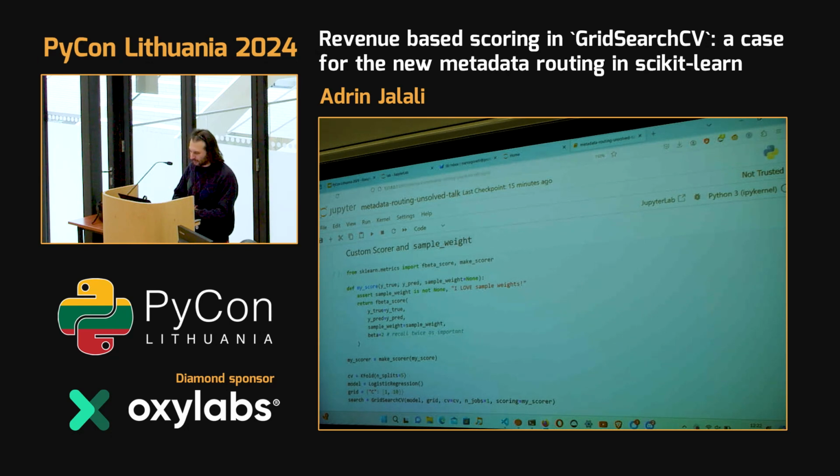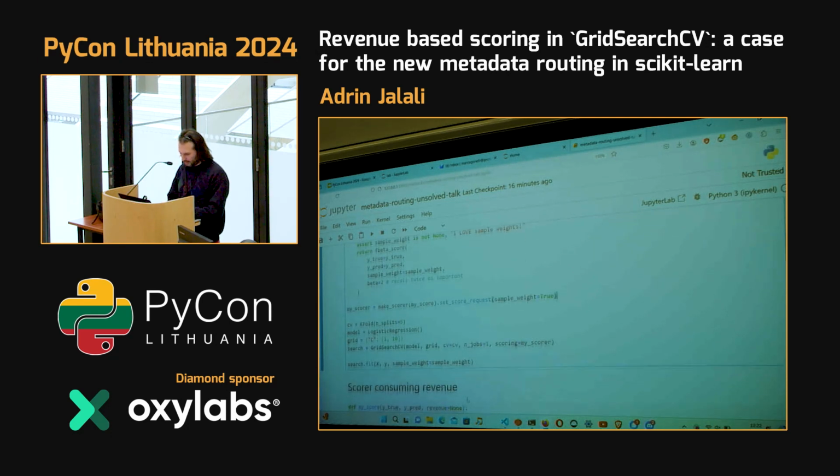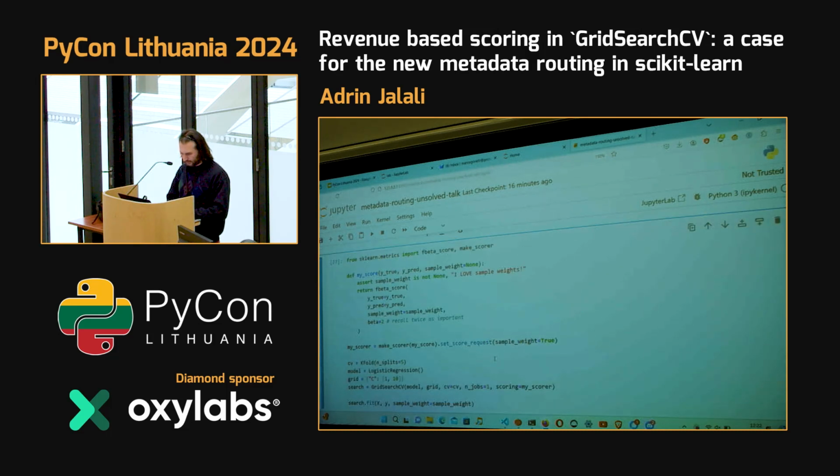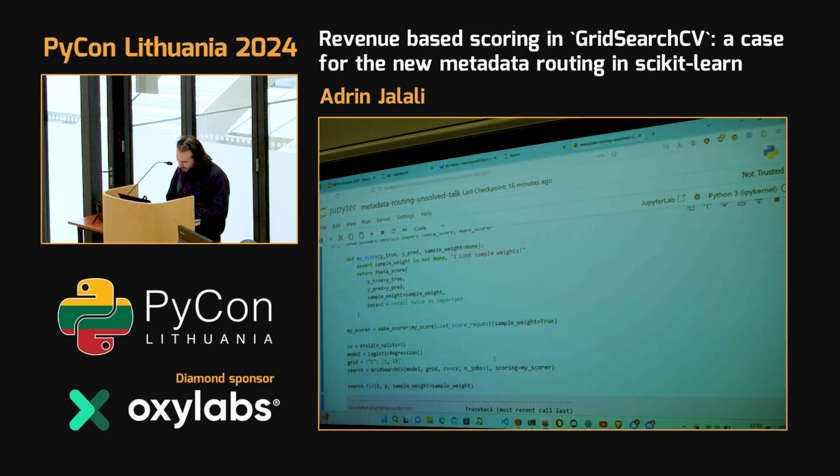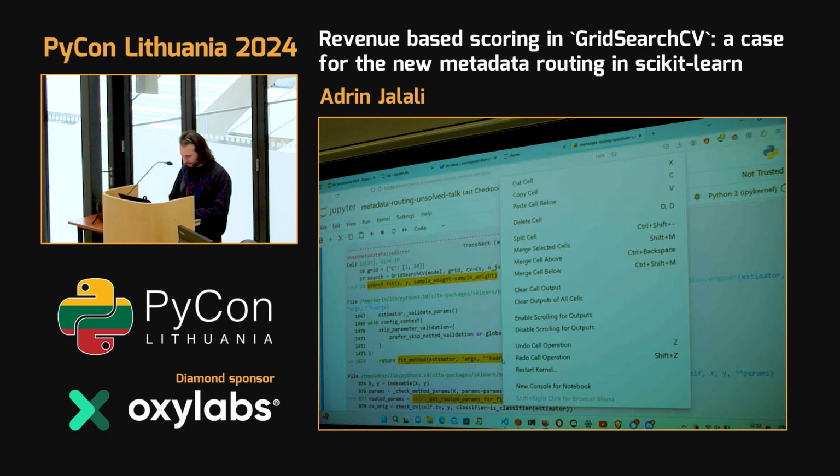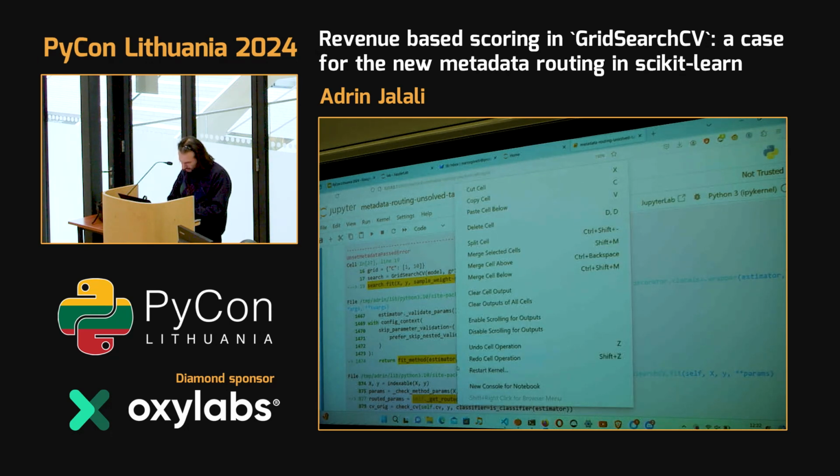And then what if I had my scorer that required the sample weight? How do we do here? We attach the request to the scorer. As in here, I would do set score request. And I think things should work. Things didn't work.